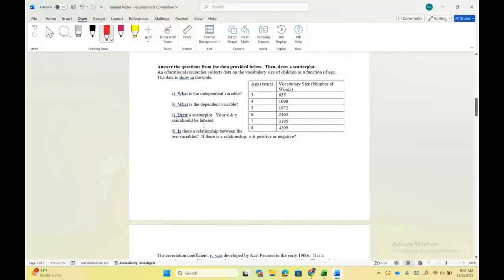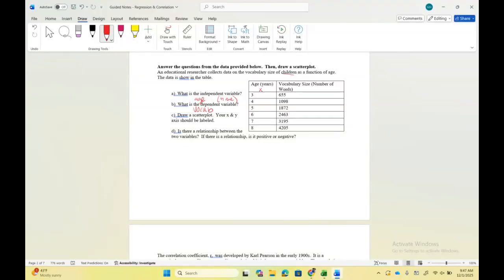All right, so let's look at this example. We have age in years and vocabulary size for children. Okay, so as I just kind of look, as our age increases, so does the vocabulary that the children have. The independent variable is this age. A lot of times the independent variable is some sort of time. All right, so the dependent variable would be the vocab.